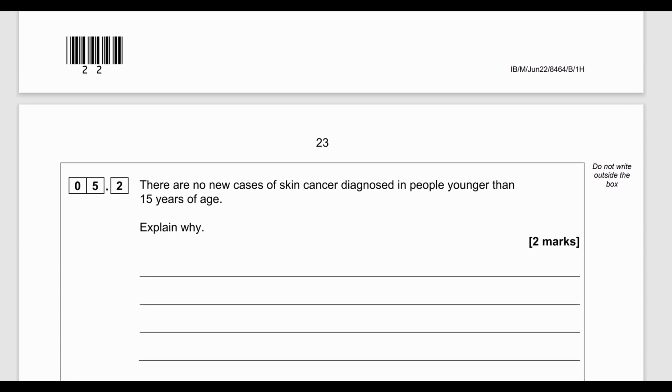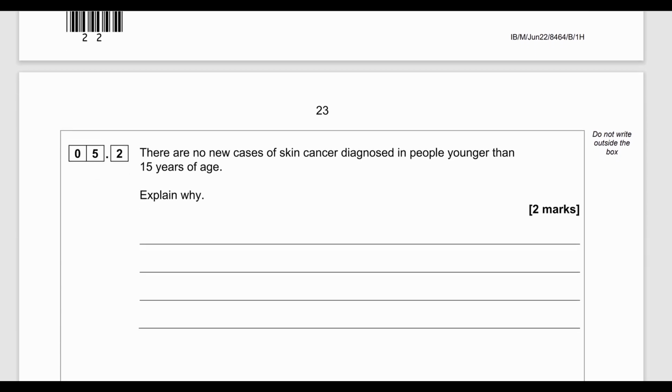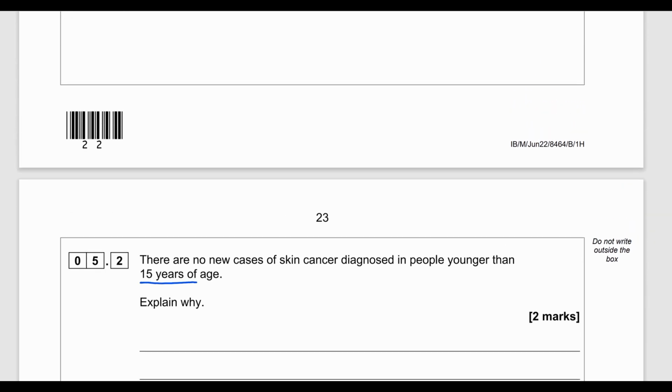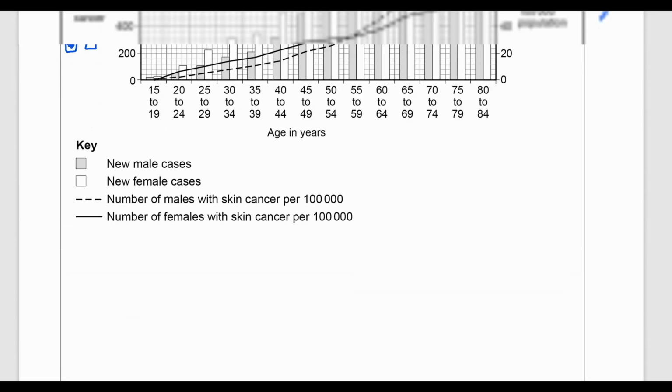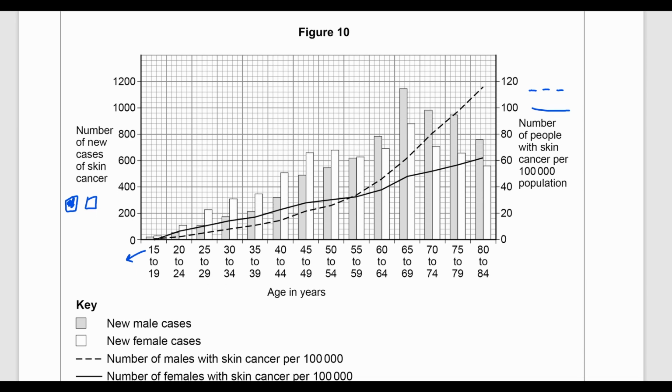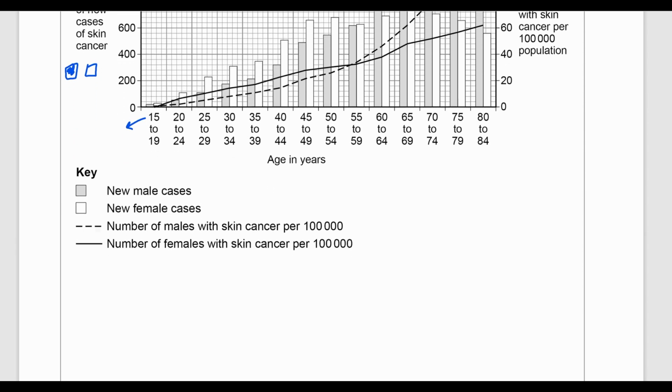5.2. There are no new cases of skin cancer diagnosed in people younger than 15 years of age. Explain why. 2 marks. So, if we go back to our graph now, you can see that our lowest age is 15 to 19, where there's nothing else below that. So why is there nothing else below that? It's already very low at that age group, 15 to 19. Why is there nothing recorded before that?